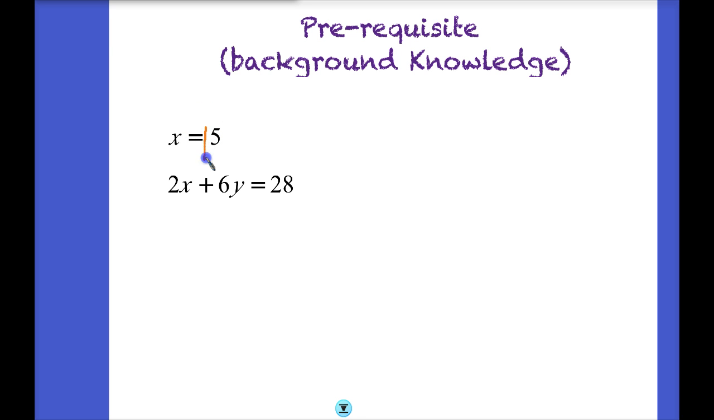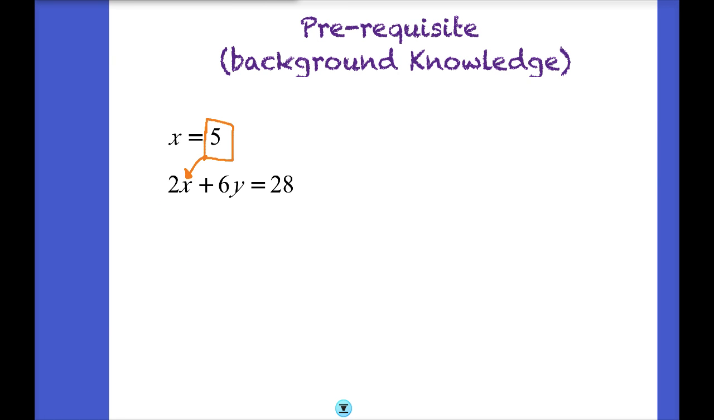So x equals 5. So I will put a box around the 5 and I will make an arrow down to x because that's what x is. I'm going to substitute 5 in for x. In other words, I'm going to replace x with 5 and solve. And that's really all that substitution is.